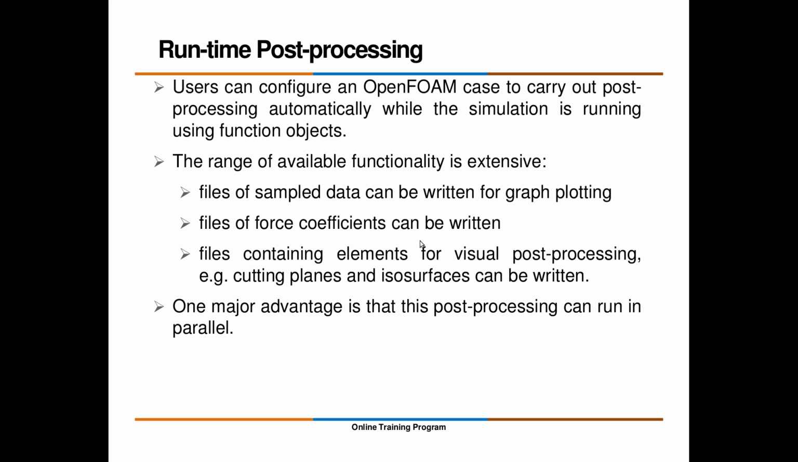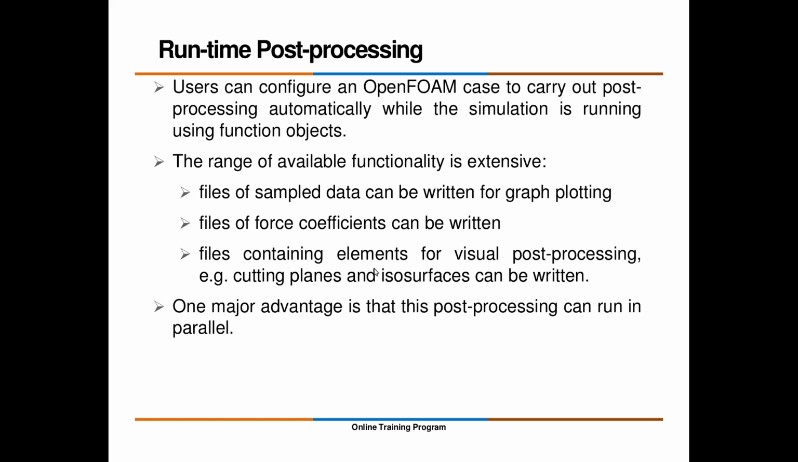Runtime post-processing is very important. Let's say the simulation is going on, how can you see whether my simulation is going in the correct direction or not? For that, it is called co-post-processing or co-processing, okay. So runtime post-processing facilities are available, like a file of sample data can be written for graphical plotting, a file for force coefficients can be written, and we can cut certain planes and look at the isosurface or contour plot on the planes. So you need not stop while the simulation is going on, you can see what is going on.